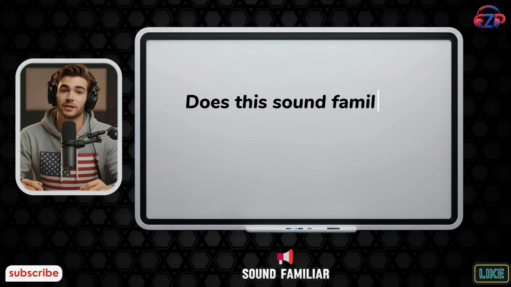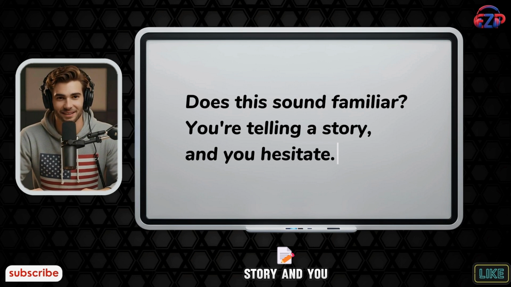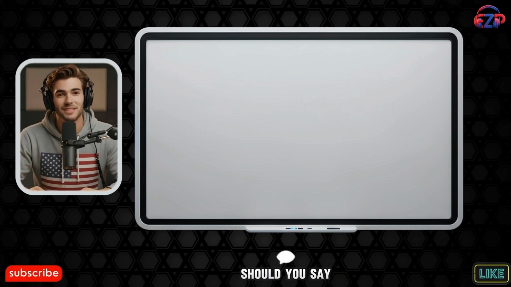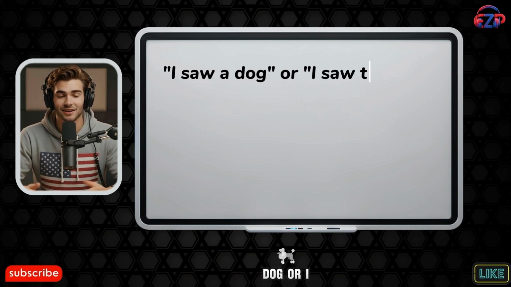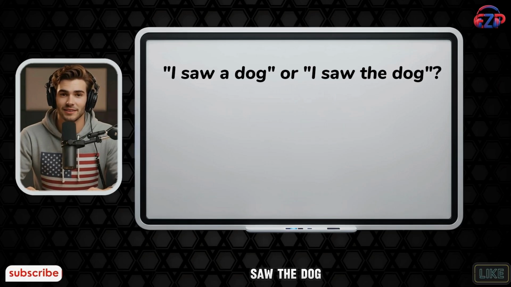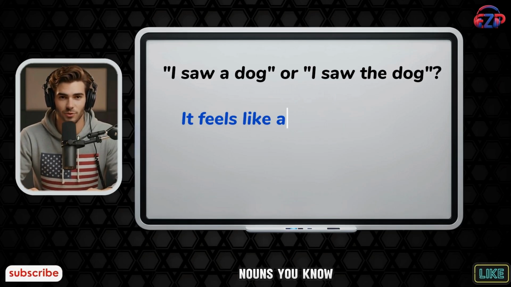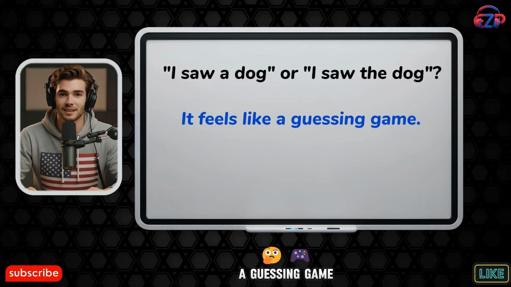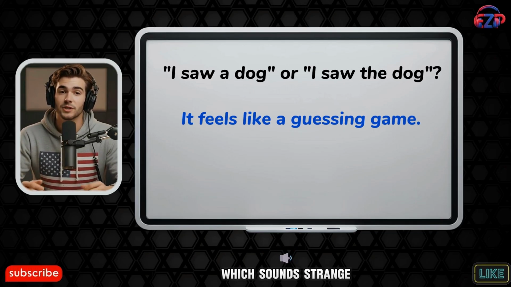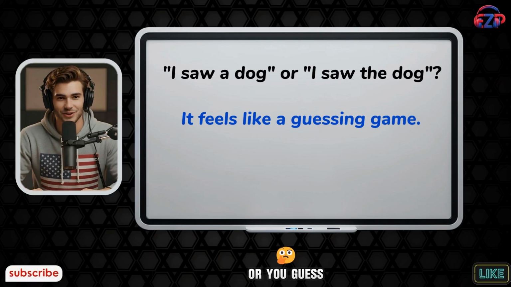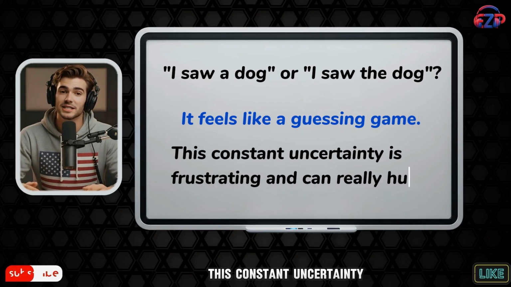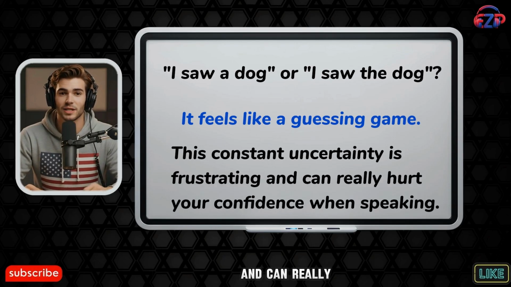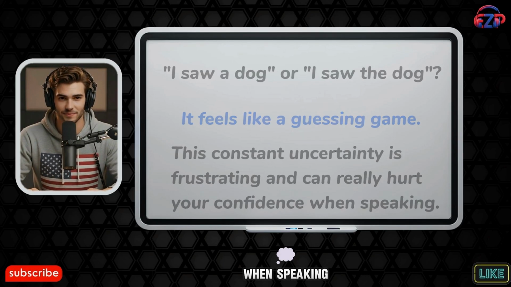Does this sound familiar? You're telling a story, and you hesitate. Should you say, I saw a dog, or I saw the dog? You know the nouns, you know the verbs, but these little words feel like a guessing game. You might just leave them out completely, which sounds strange, or you guess and hope for the best. This constant uncertainty is frustrating and can really hurt your confidence when speaking.